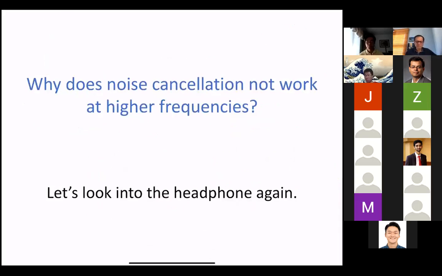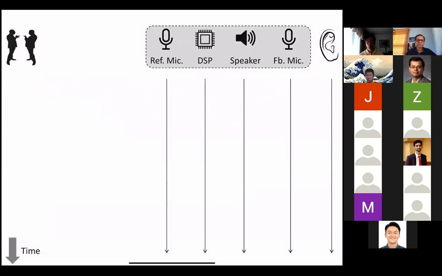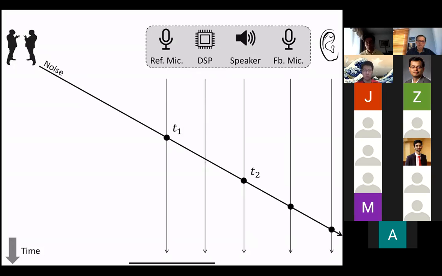So the question is, why does noise cancellation not work at higher frequencies? Let's look into that headphone again. Here is a timing diagram. Time is flowing in the downward direction. Let's say that the sound is coming from the user, from that corridor speaker, a loud person, all the way to your ears. Time is going in the downward direction. So this time is T1, this time is T2, and so on. Agreed?